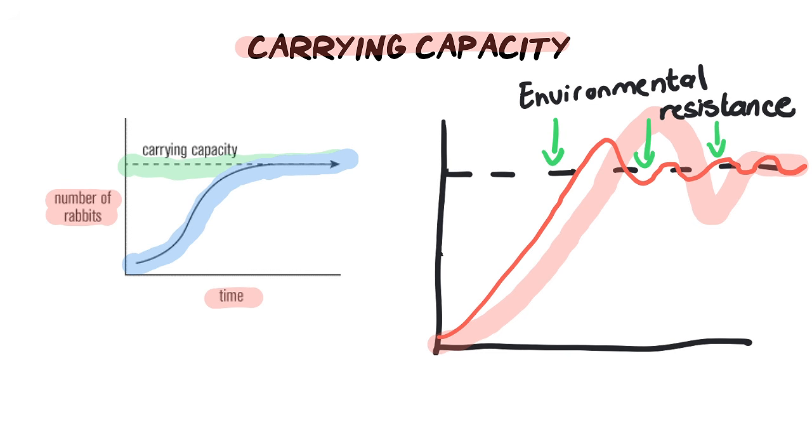So just to clarify the difference between the two words, the carrying capacity is the maximum amount of individuals an ecosystem can support, and that carrying capacity is created by the environmental resistance, which is linked to the amount of resources that are available, and it is the force that is pushing down on a population, and it prevents them from overshooting the carrying capacity and staying above the carrying capacity.